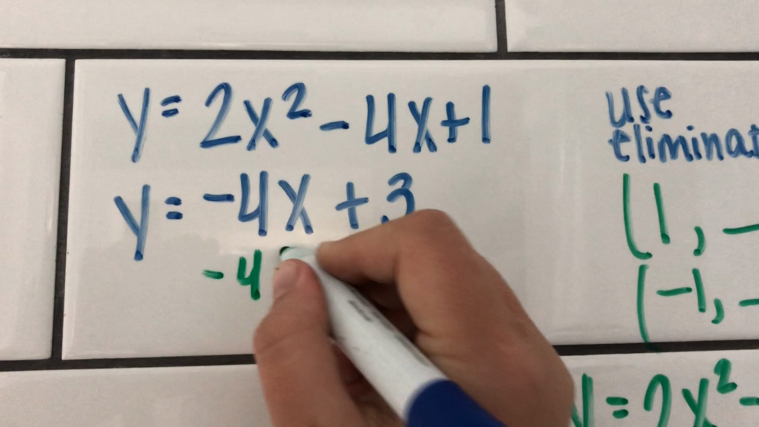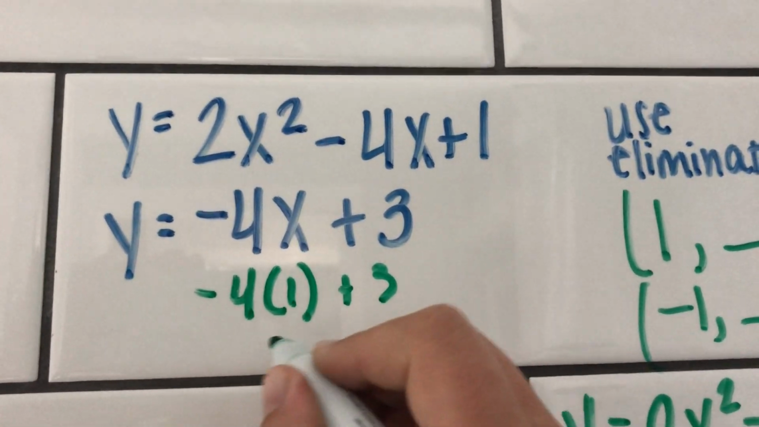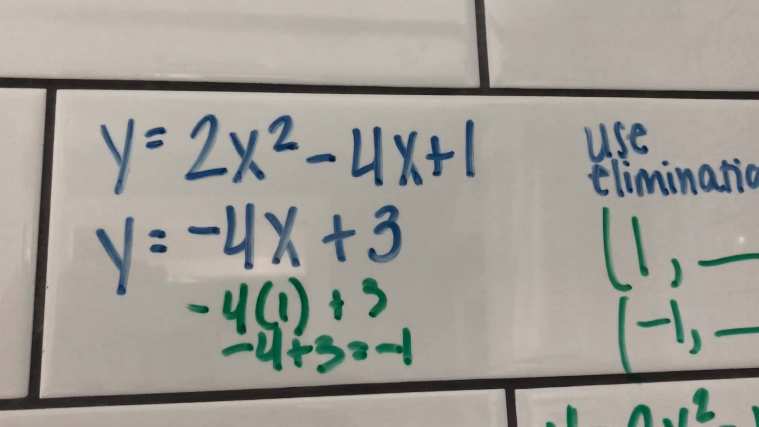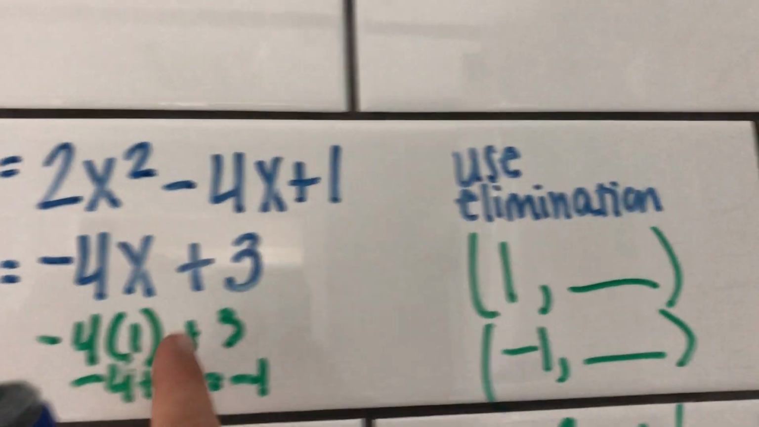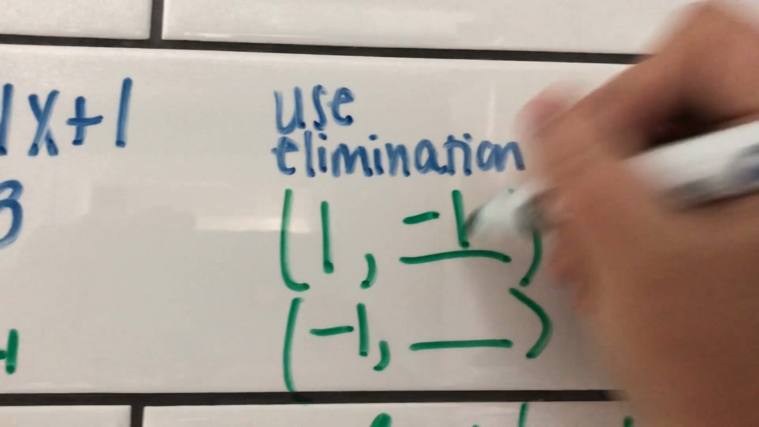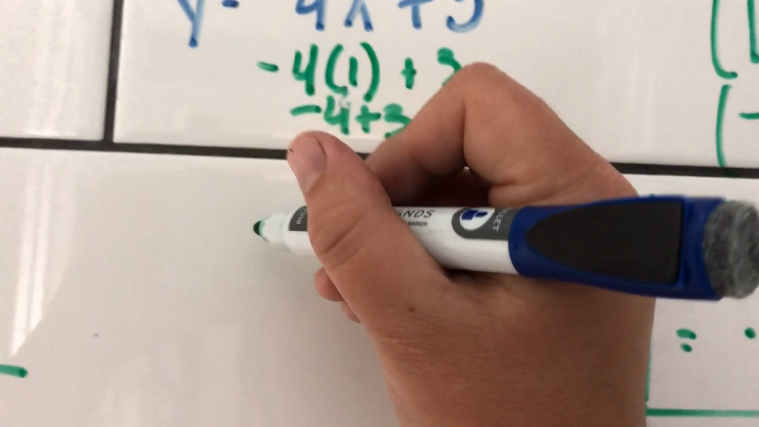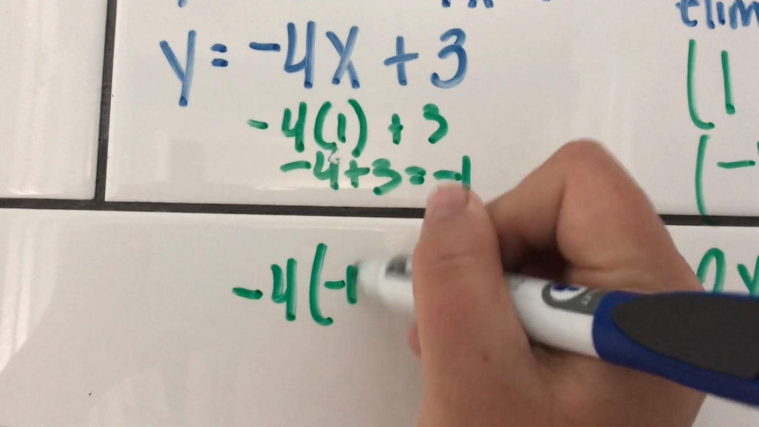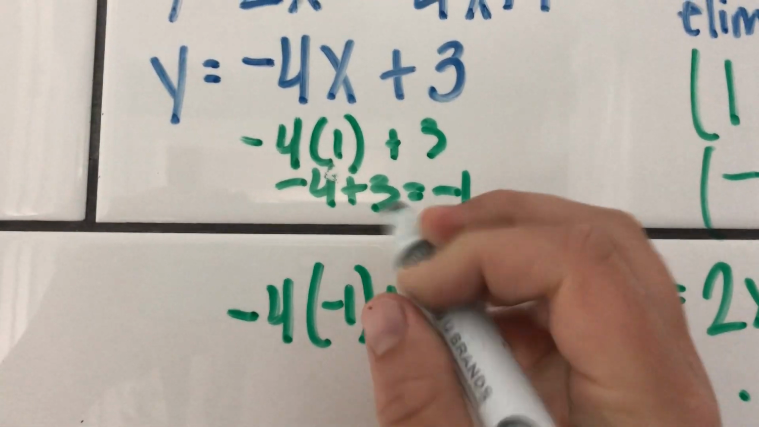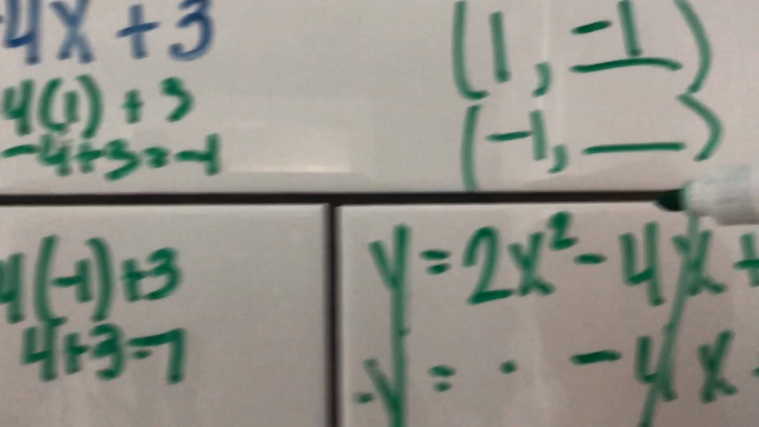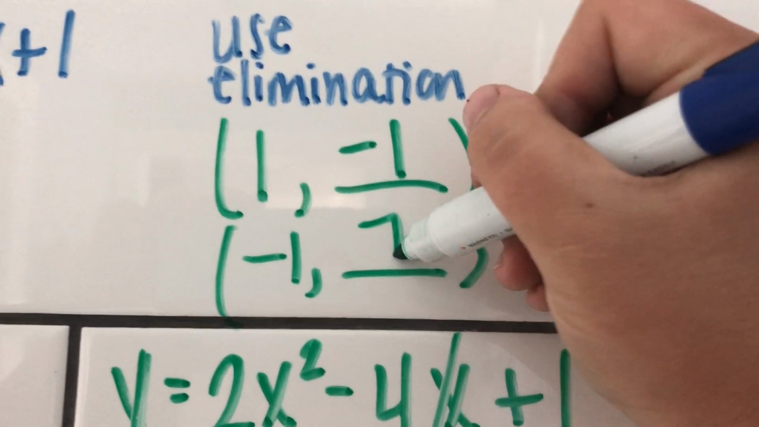I have negative 4 times 1 plus 3, which is negative 4 plus 3, and that leads to negative 1. So when x is 1, y is negative 1. And now I'm going to plug in my other x value, which is negative 1. So I'll do negative 4 times negative 1 plus 3, and I get 4 plus 3, which is 7. So when x is negative 1, y is 7.